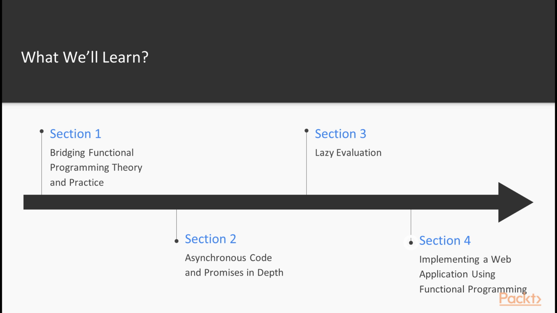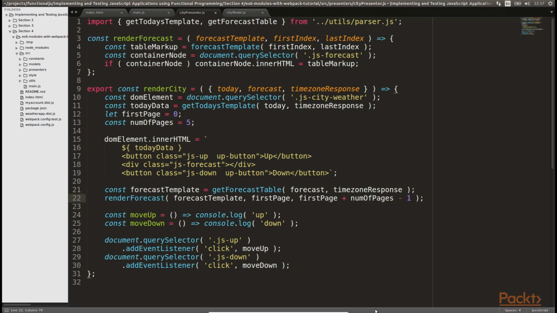If you have ever watched other courses on functional programming, section 4 will be a real eye-opener for you. I will not only show you how to start developing your application using test-driven development, but I will also explain why it is easier to test functional code than object-oriented code, for instance.